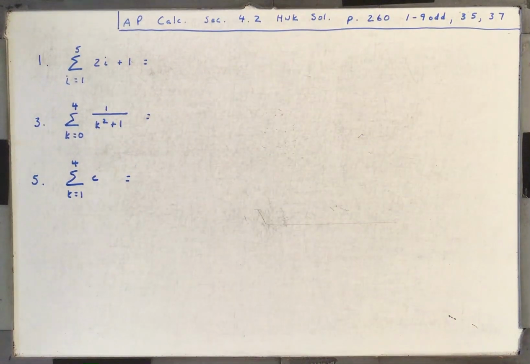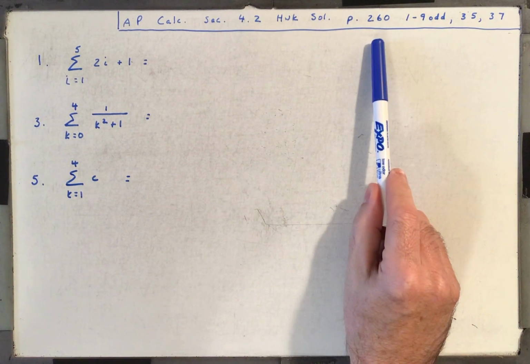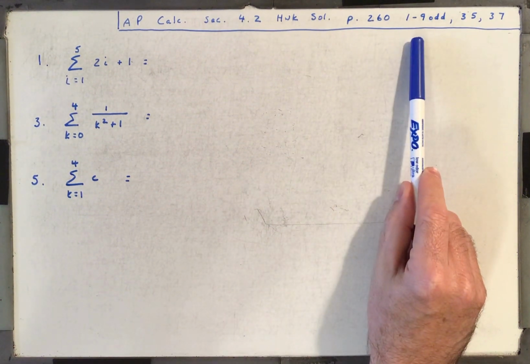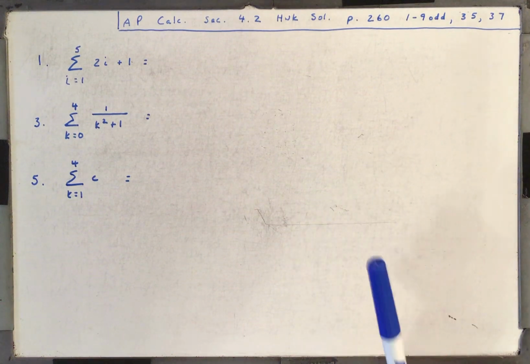Hello, this is the solutions video for AP Calculus section 4.2. We're on page 360. We're going to do 1 through 9 odd, 35, and 37.